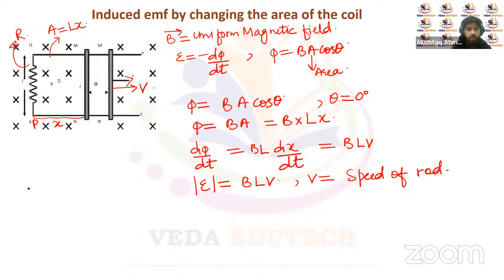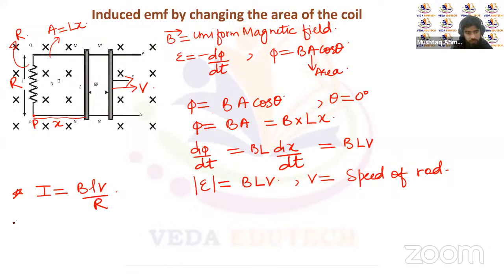If this is the EMF induced, then the current through the system will be, let's suppose R is the total resistance of the circuit. And the current through this circuit will be BLV upon R. So this will be the current, right? BLV upon R will be the current through the circuit.